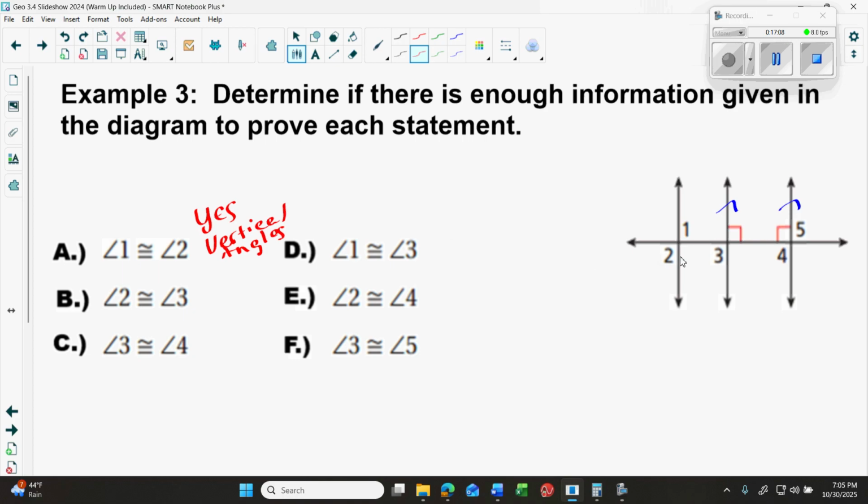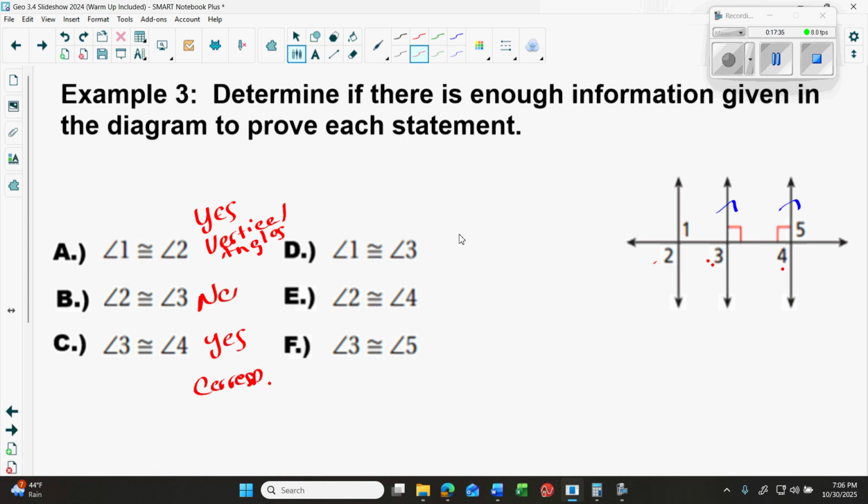All right, 2 and 3. Do you have enough information to say that 2 and 3 are congruent? And the answer is no. You don't have parallel lines. We don't know that this line right here is parallel to this line. So even though 2 and 3 are corresponding, we don't know about this line, so we can't say so. 3 and 4, we can, because you have two parallel lines here, and here, definitely corresponding. Yes, corresponding.